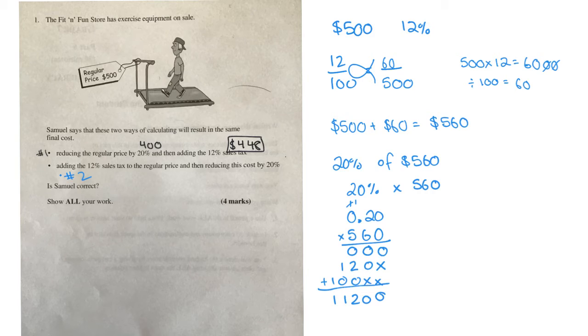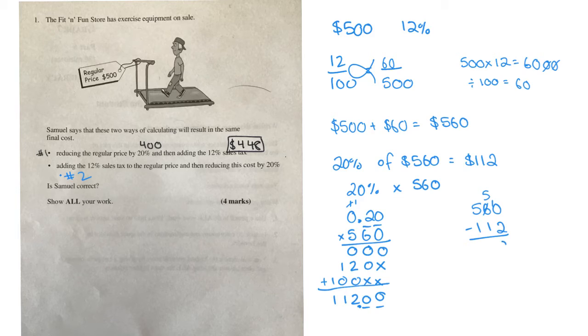And so now when I look at this, I have 2 decimal places, so I need 2 decimal places. So 20% of 560 is $112. Now, I need to add or subtract this from 560. I need to subtract because we're taking it away.